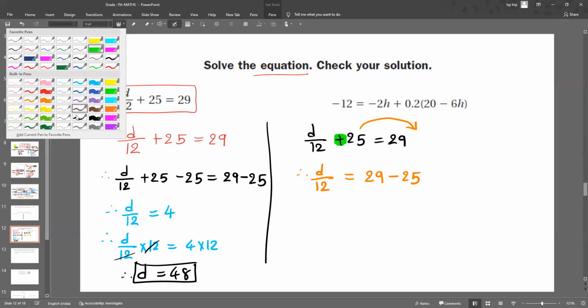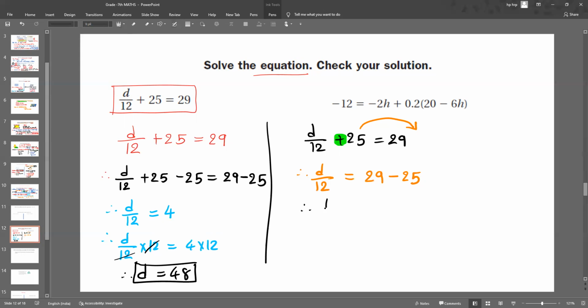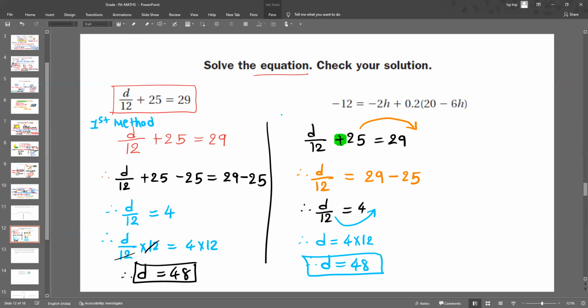So now we get d by 12 is equal to 4. Now what we can do, 12 can be in the division, so we can find d. The division goes to the other side of the equal sign, so that can be converted into multiplication. So we get the same answer. Either you can apply this first method, or you can apply the second method, you get the same answer.